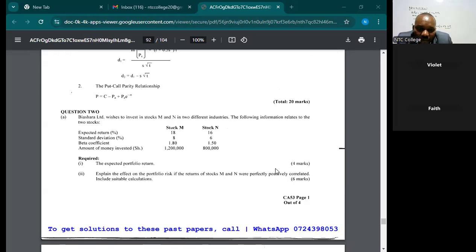So you can say that if the returns of two stocks in a portfolio are perfectly correlated, then the returns are expected to move in the same direction. That means that if the return is growing, all of them will have a positive return, or all of them will go down at the same time. So they will move in the same direction.